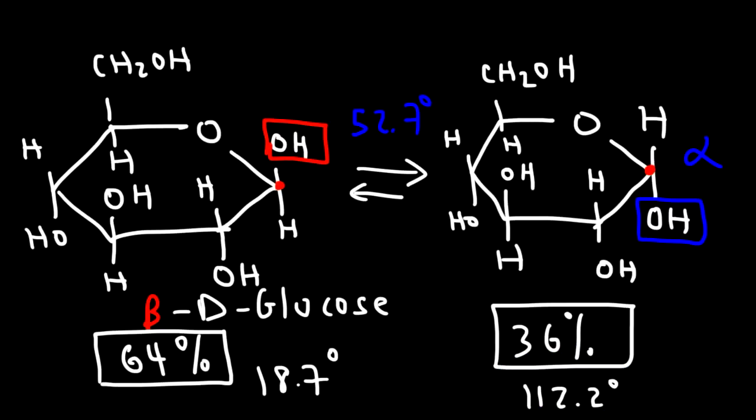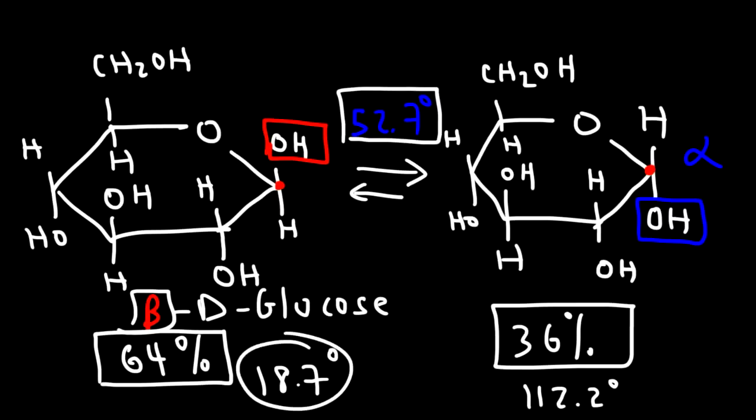And that tells us that in water, both of these two forms exist because the specific rotation of the mixture is between these two numbers, but it's closer to 18.7, and so we're going to have more of the beta anomer and less of the alpha anomer.